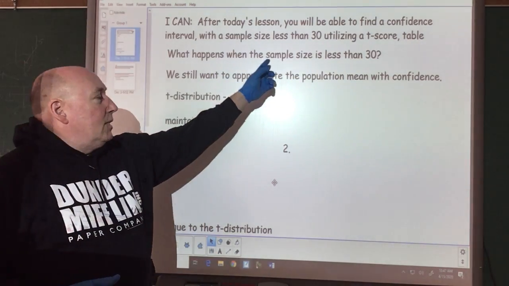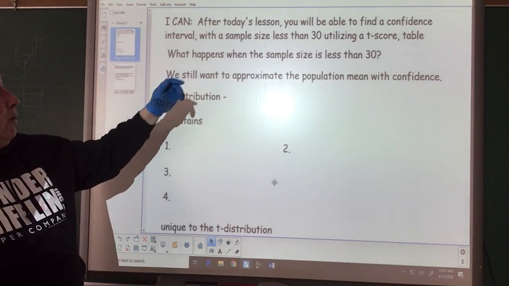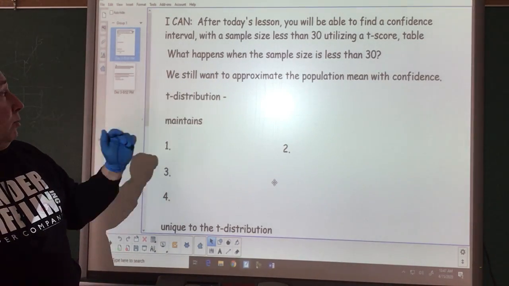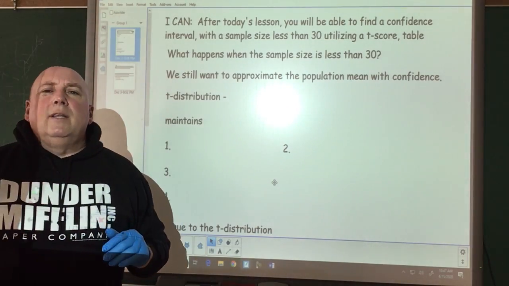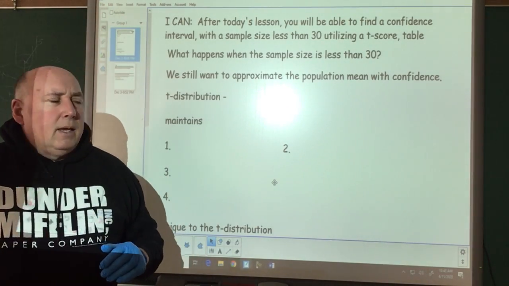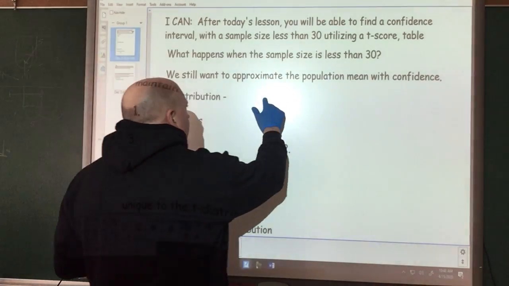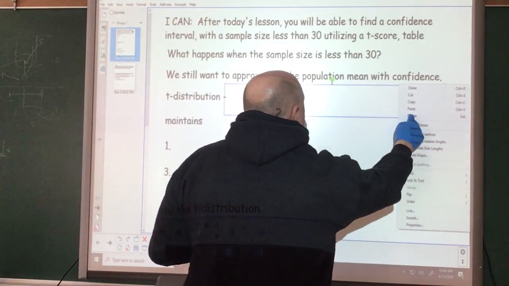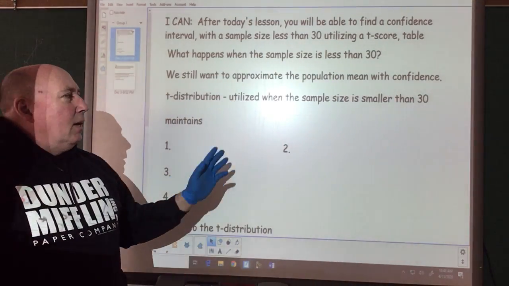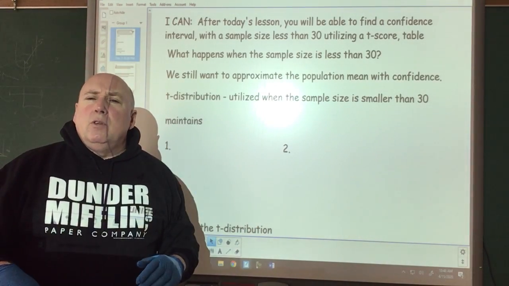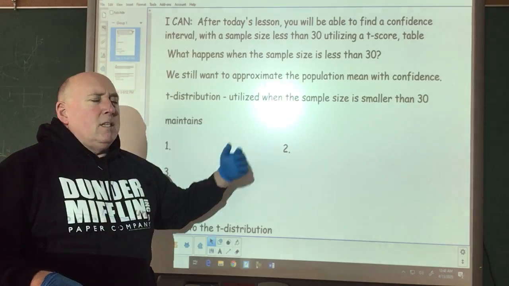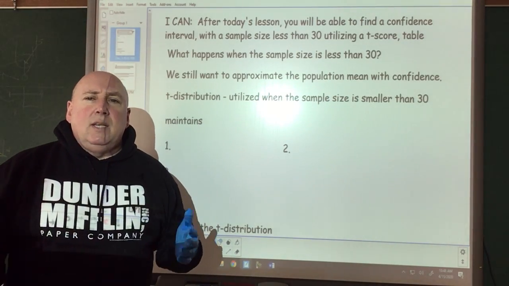What happens when the sample size is less than 30? We still want to approximate these population means with some sort of confidence. So what we use now is what is called a t-distribution table. The t-distribution table is utilized when the sample size is less than 30. When the sample size is greater than 30, I'm okay with using the z-table. But when we're less than 30, we have to revert back to a t-table.